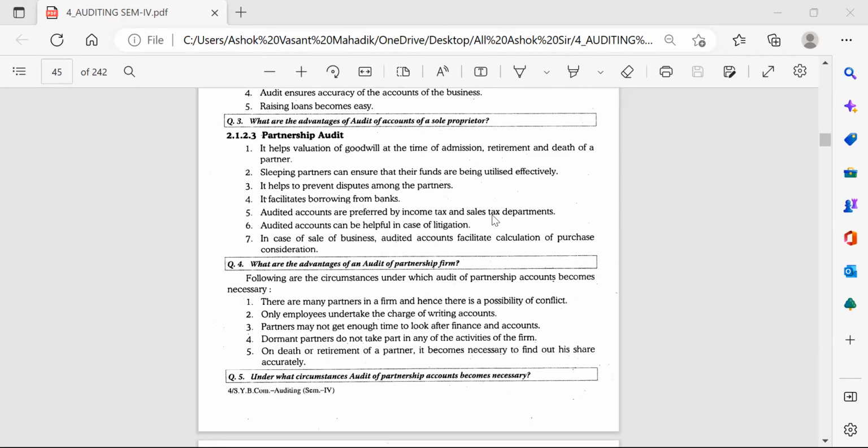It helps in valuation of goodwill at the time of admission, retirement, or death. If a new partner is coming in, or anyone is retiring, you should value the goodwill so that the people will get their share in goodwill, for the hard work they had put in. Clear? Second, sleeping partners can ensure that their funds are being utilized effectively.